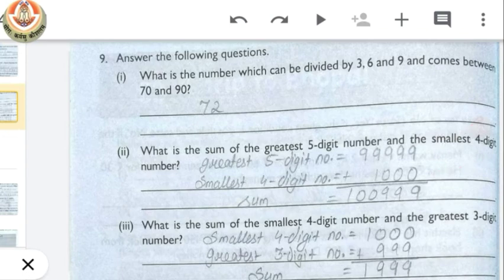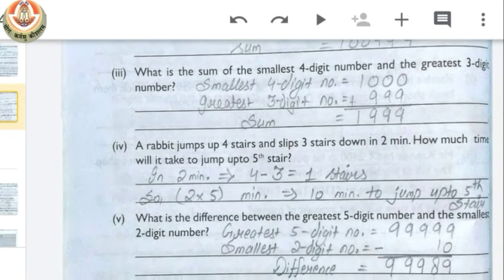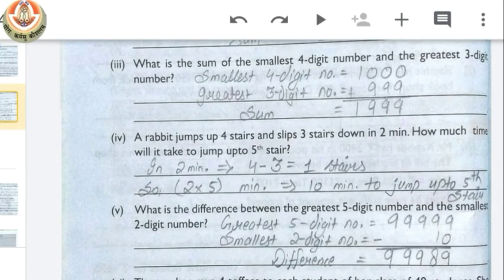Now the next question is, what is the sum of the smallest 4-digit number and the greatest 3-digit number? So first we have 1000 as the smallest 4-digit number and the greatest 3-digit number is 999, and we have to add them, then we get our answer.